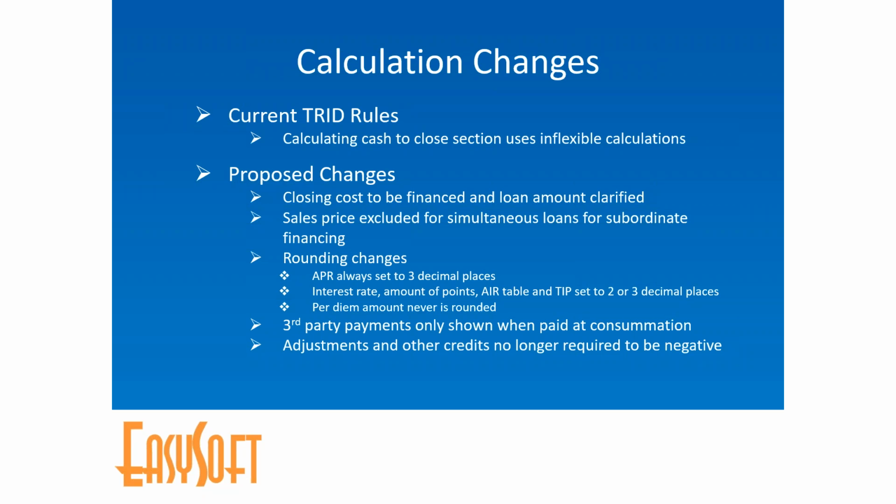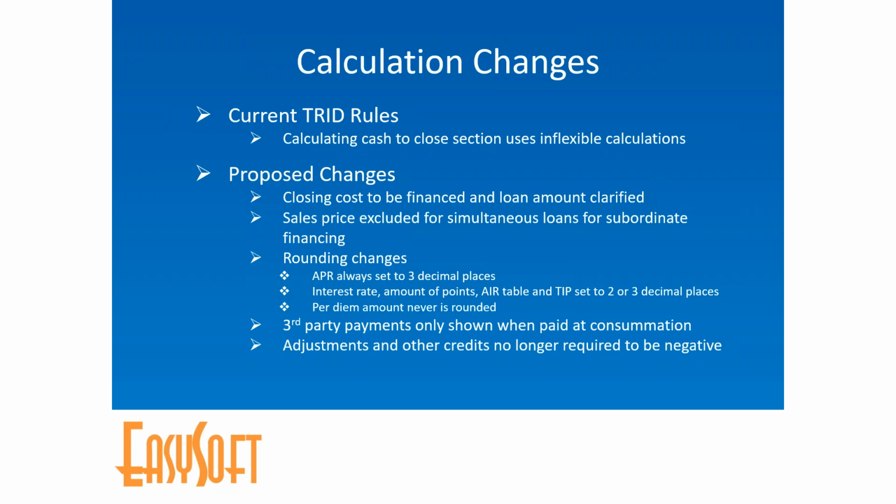But the seller's credit isn't all there is. The calculations are going to change in a variety of other ways as well to both clarify and add flexibility. The loan amount is the total amount the consumer will borrow, and the closing cost to be financed is the loan amount minus the estimated total amount of payments to third parties not otherwise disclosed. There's also some discussion of excluding the sale price for simultaneous loans for subordinate financing to ensure accurate cash-to-close calculations in those cases.